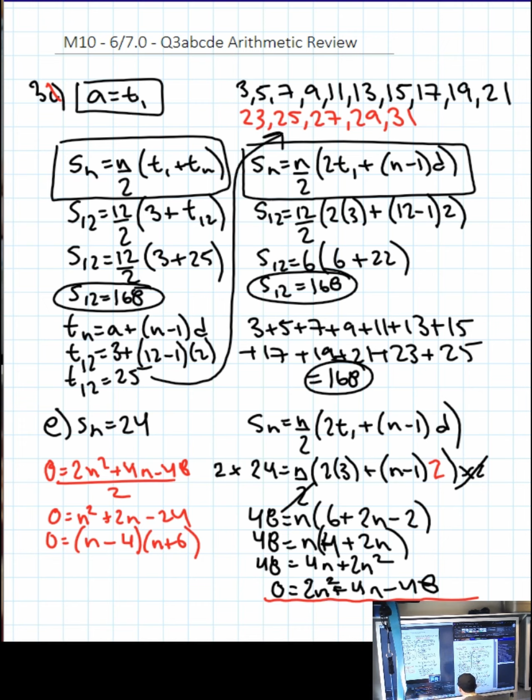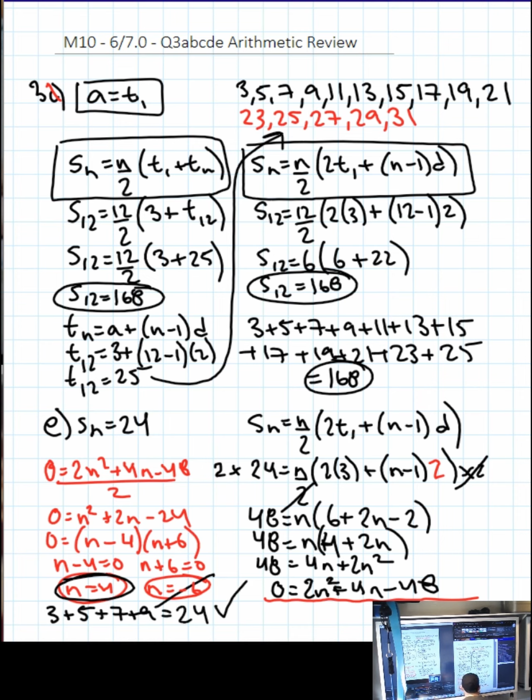Then we can set our factors equal to 0 separately. n minus 4 equals 0 and n plus 6 equals 0. So then if we add 4 to both sides, n equals 4. And if we subtract 6 from both sides, n equals negative 6. By definition, we can't have a negative term number. Therefore, we know n is 4. And that's the sum of the first 4 terms. Let's check our answer. 3 plus 5 plus 7 plus 9 equals 24. Check mark.